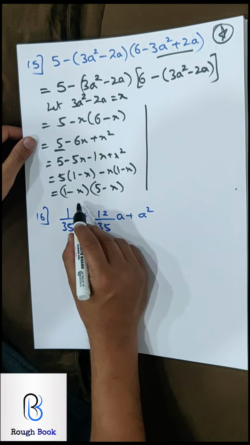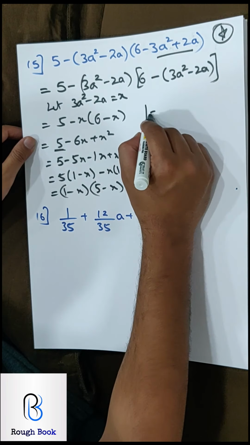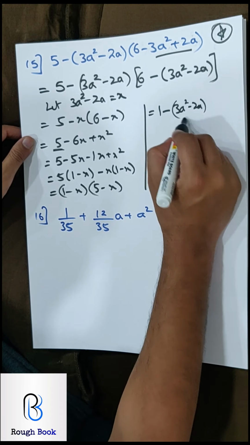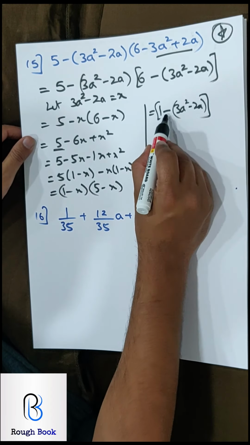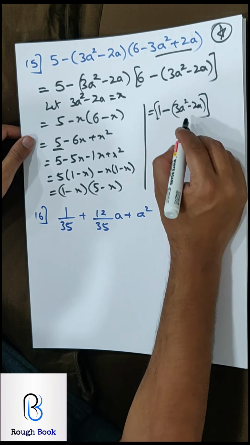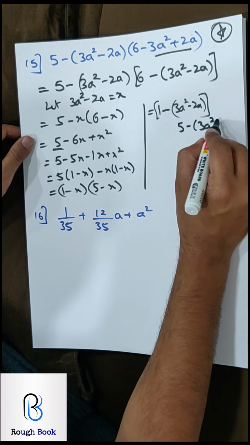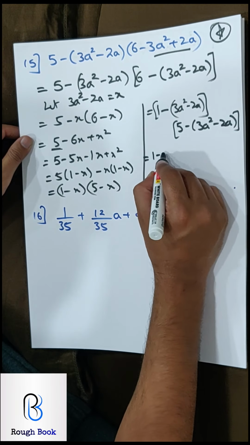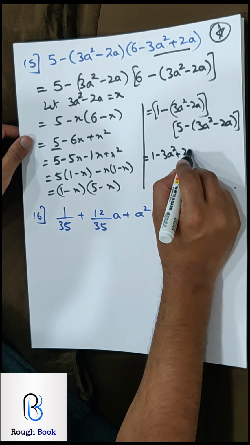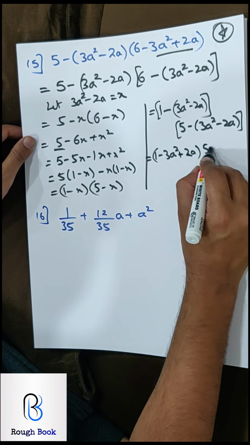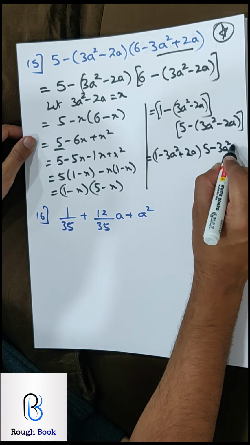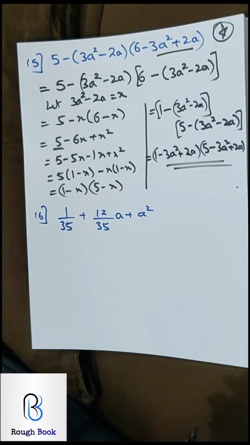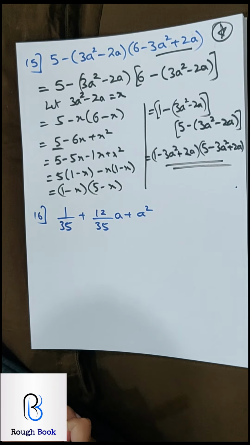So I am still not done. I need to resubstitute. So this will become 1 minus x. X is 3a square minus 2a in brackets. Why in brackets? So that this minus can give its effect. Likewise 5 minus 3a square minus 2a in brackets again. And then my final step 1 minus 3a square plus 2a. Likewise 5 minus 3a square plus 2a. Yeah, that becomes my final answer. A good question from exam point of view. Please see to it you understand it well.